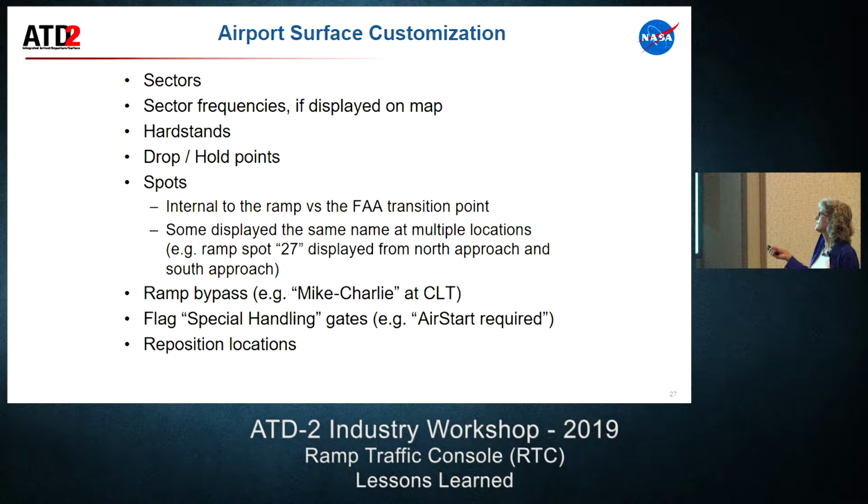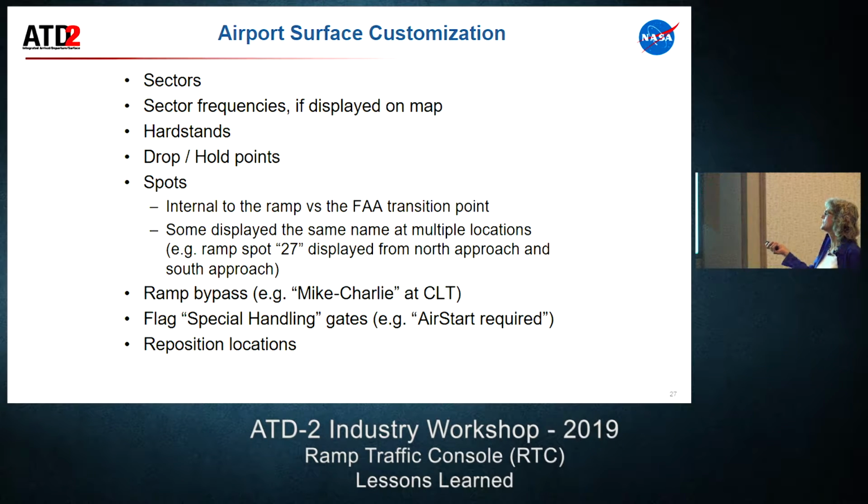At Charlotte, they have this Mike Charlie ramp bypass, where flights come into the ramp, and then if there's too much surface congestion, they exit the ramp on taxiway Mike and go down taxiway Charlie before they re-enter the ramp again. So this is something that's configurable in a property file to say whether or not you're going to offer this option.